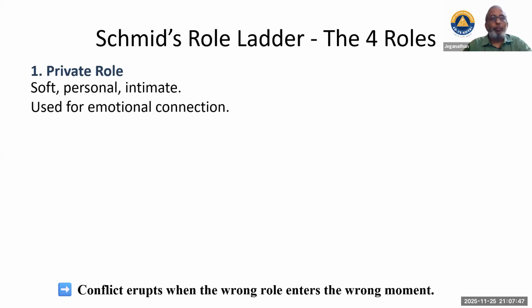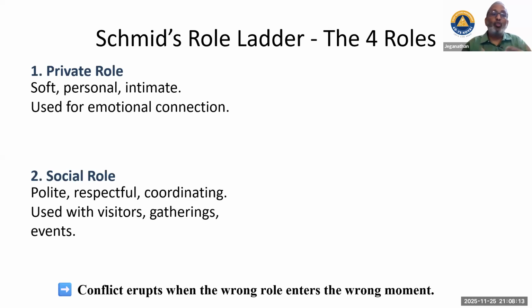One, the private role. The private role talks about the soft, personal, intimate situations used for emotional connection. That is the private role. Things which we'll not normally discuss in front of somebody. It'll be one-to-one, or amongst the close members of the family. So the private role is soft, personal, and intimate, used for emotional connection.